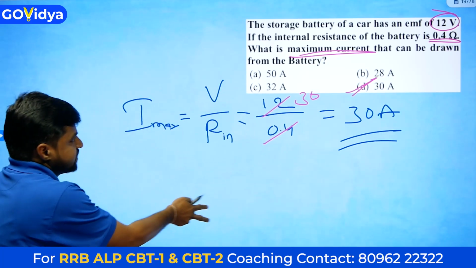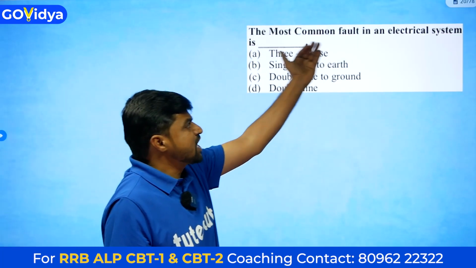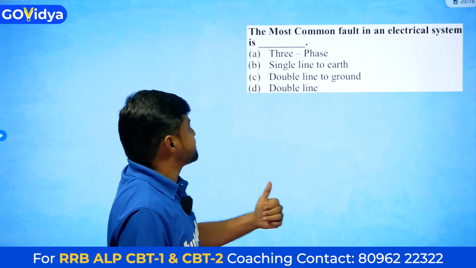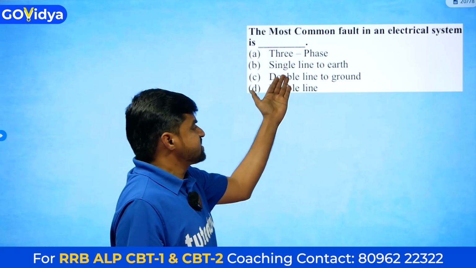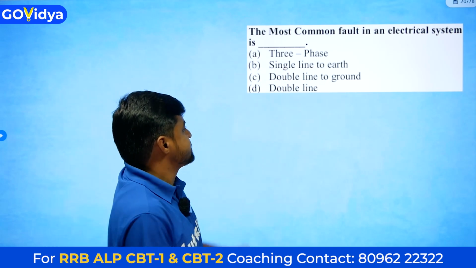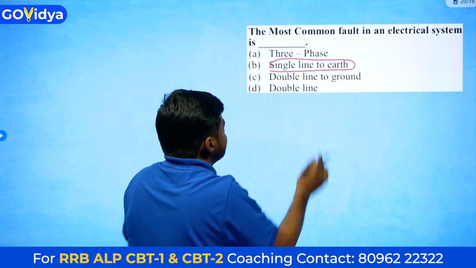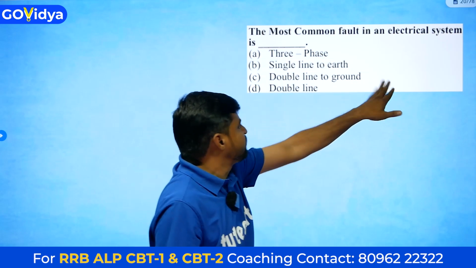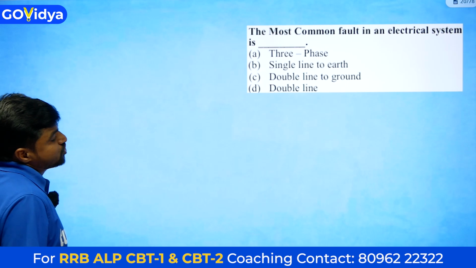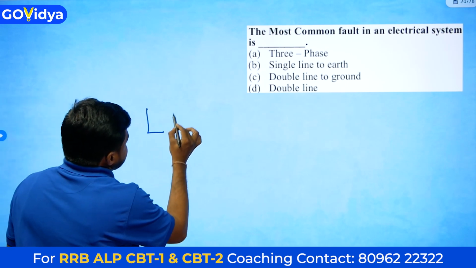Okay, next question. The most common fault in an electrical system: 3-phase fault, or single line to ground fault (single line to earth or single line to ground, both are the same), or double line to ground fault, or double line fault. Okay, the most common fault is the LG fault.